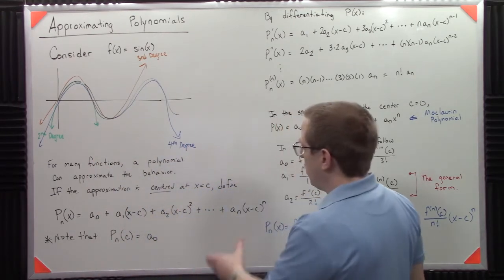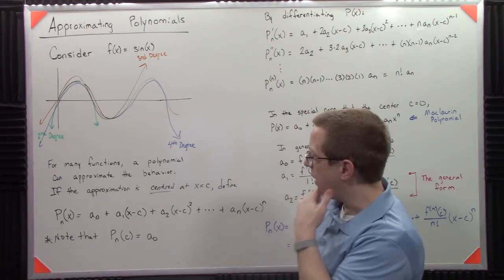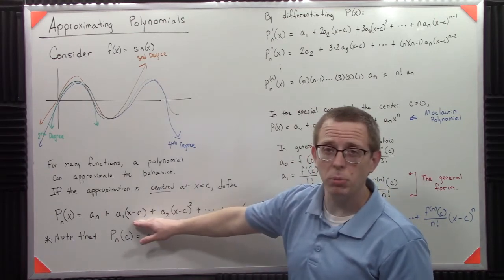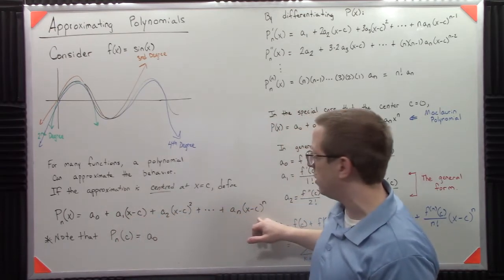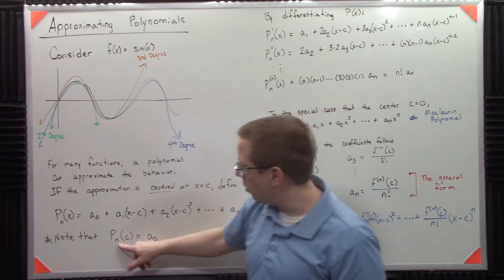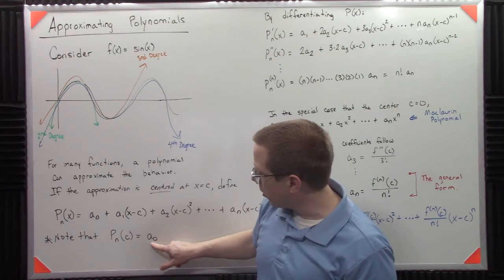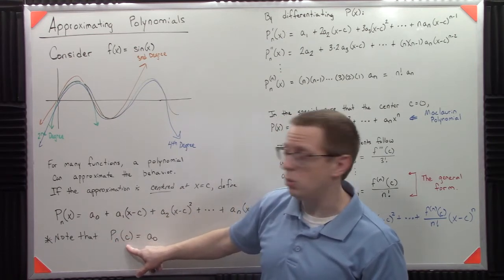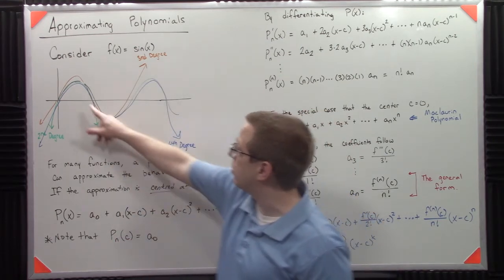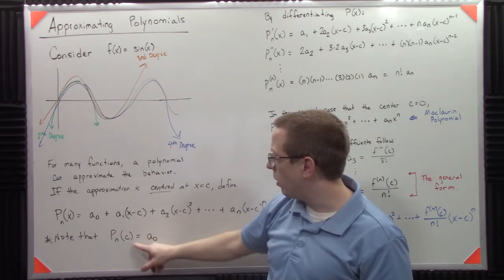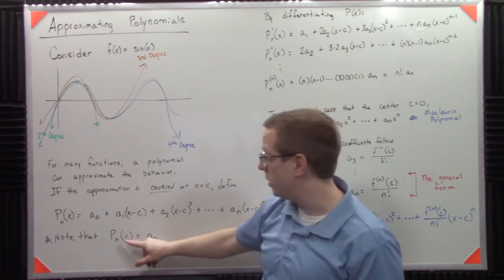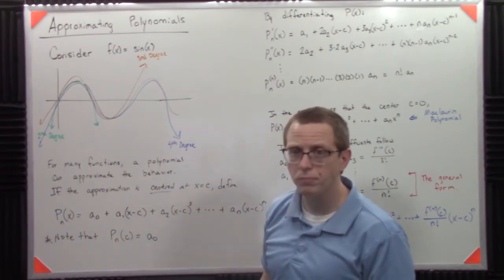If you look at this, if I plug in c, that's easy. If I plug in just the value of interest, that center point, all of these disappear. So this first term is just the function value. So if this was centered at pi over 2, this would be whatever sine of pi over 2 is, which is 1. So this would just be 1.